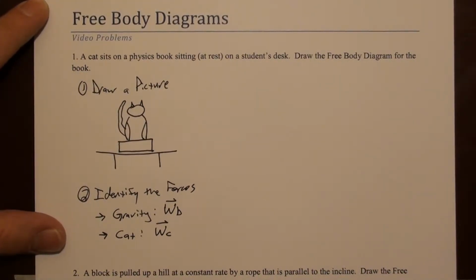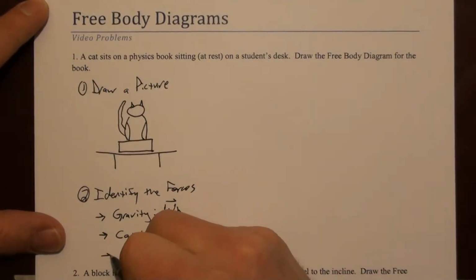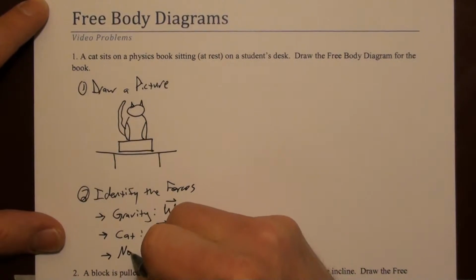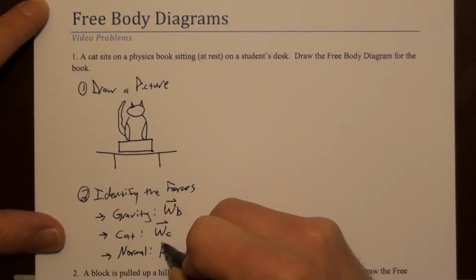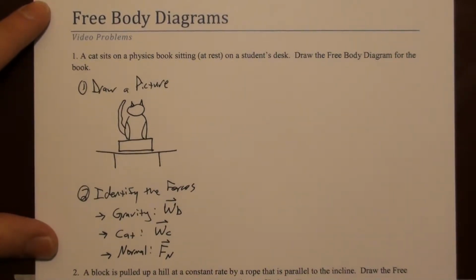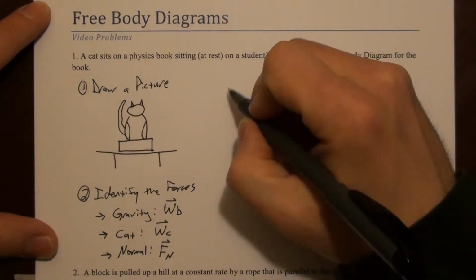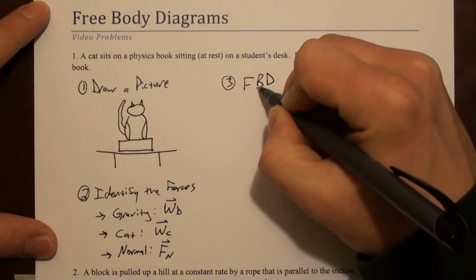and we also have a normal force, right? The other object that the book is interacting with is this desk. So call it maybe F sub N. Okay. So now I'll draw the free body diagram. I'm going to label this F, B, D.